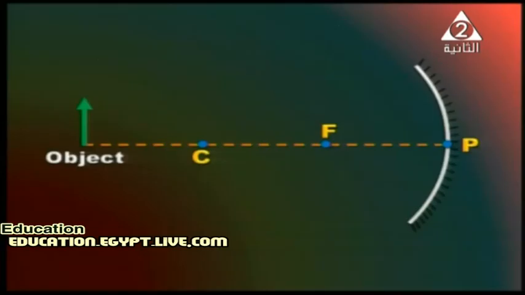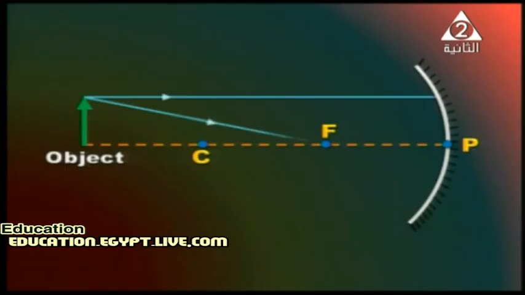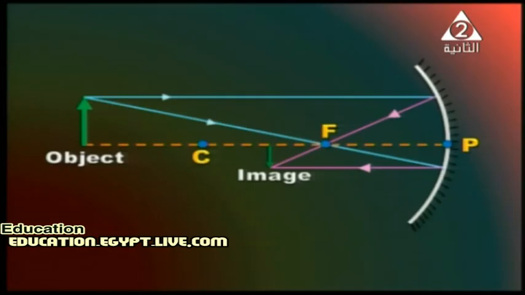The object is located at a distance larger than the radius, or larger than double the focal length. The object will send a parallel light ray to the principal axis. This light ray will reflect passing through the focus, and another light ray which passes through the focus is reflected parallel to the principal axis. So the image is formed between the center of curvature and the focus, which is real, inverted, and smaller in size.